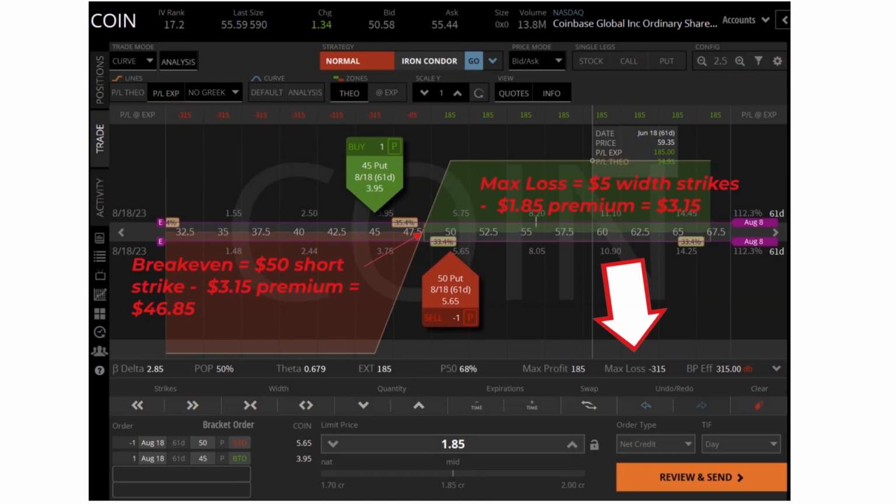With the current stock price at $55.59, it would take a large 16% down move prior to the expiration date before we even started to lose a penny on the downside. As long as the stock price stays above the 50 short strike, we keep the entire $185 collected. The put vertical spread is good for small accounts because the max loss of $315 is the amount that you need to have in your account to place this trade.